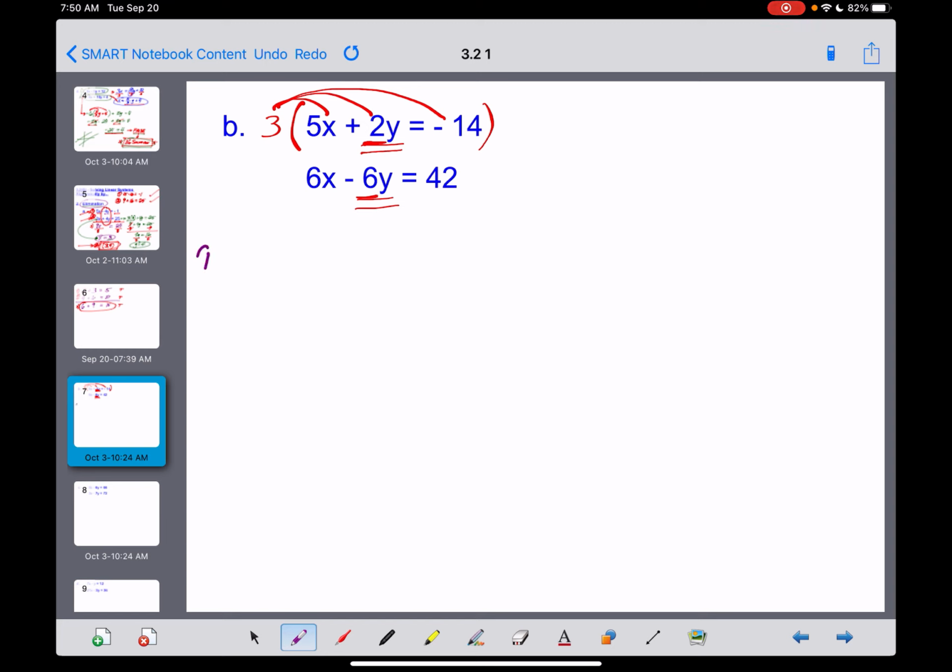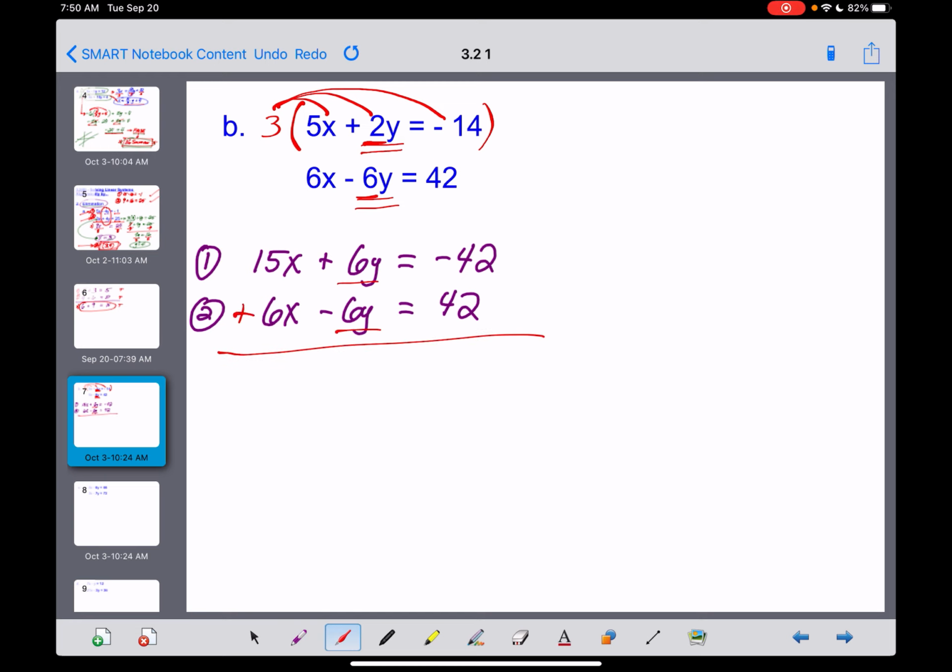I'm gonna rewrite equation 1 down here on the bottom, distributing that 3. 3 times 5x is 15x, and then a plus 3 times 2y is 6y equals, and 3 times -14 is -42. The second equation, we're just going to rewrite the way it was. 6x minus 6y is equal to +42. And now we have the 2 opposite coefficients that we were looking for, so now we're ready to go ahead and add these 2 equations together.